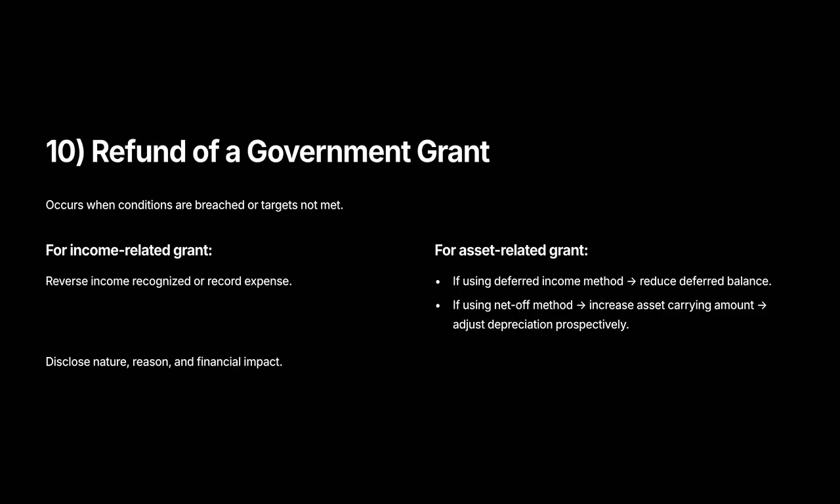Refund of a government grant. Refunds happen when conditions are not met. Maybe you didn't employ as many people as promised. If it's an income-related grant, reverse the income or record an expense for the refund amount. If it's an asset-related grant, the treatment depends on your earlier method.